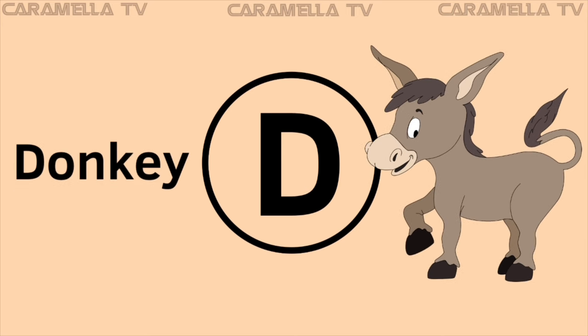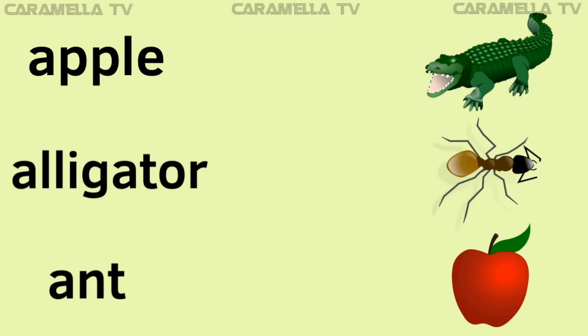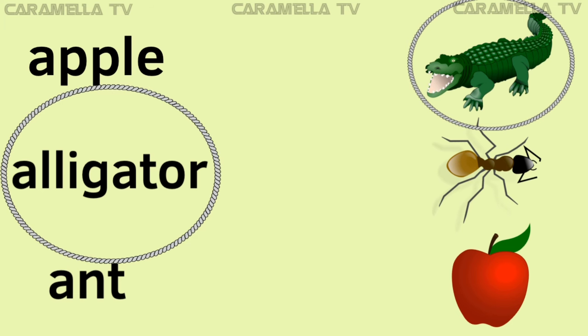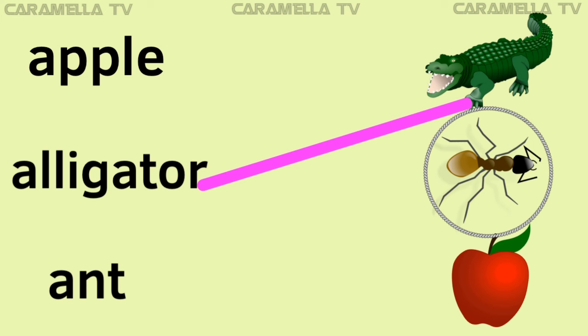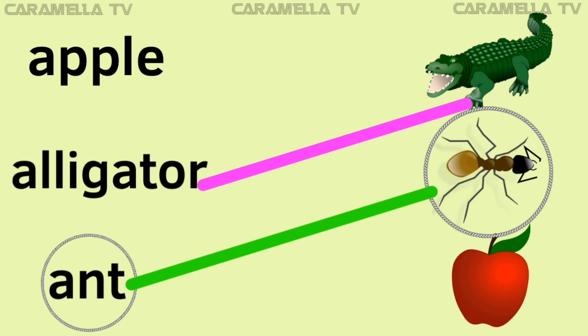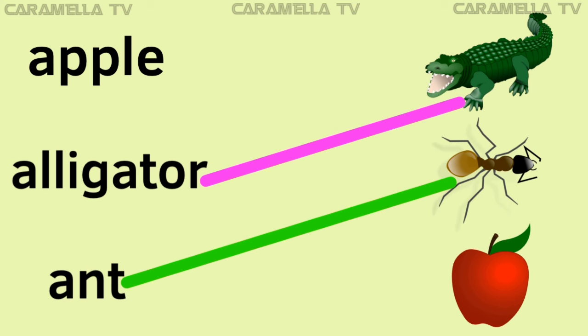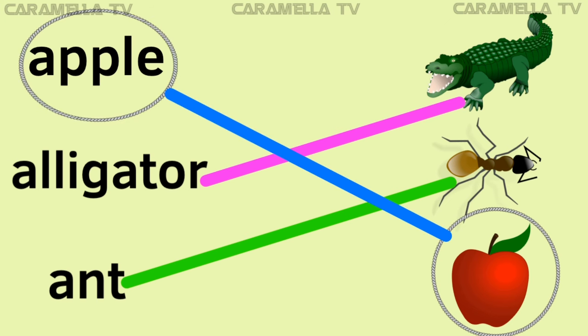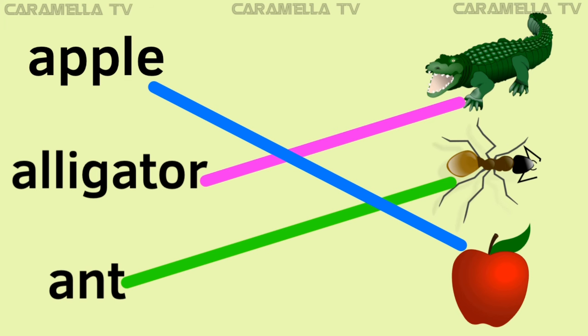Hi guys, let's connect every picture with its word. And first picture we have is a picture of an alligator. Can you guys guess where is the word alligator? That's right. Let's connect them. And second picture we have is ant. Can you guys guess where is the word ant? That's right. Let's connect them. And last picture we have is a picture of an apple. Can you guys guess where the word apple? That's right. Let's connect them.